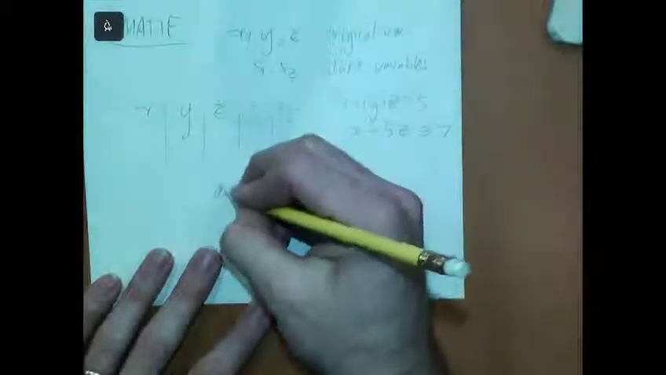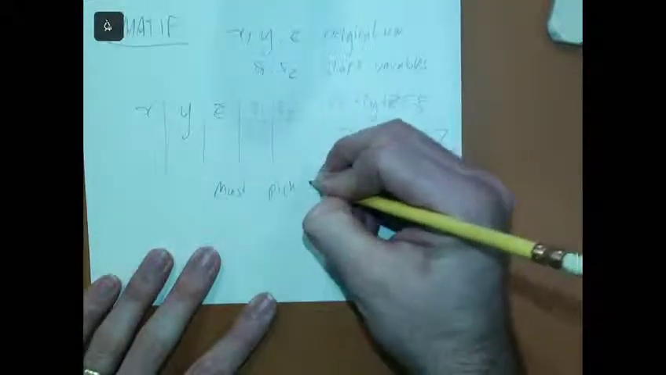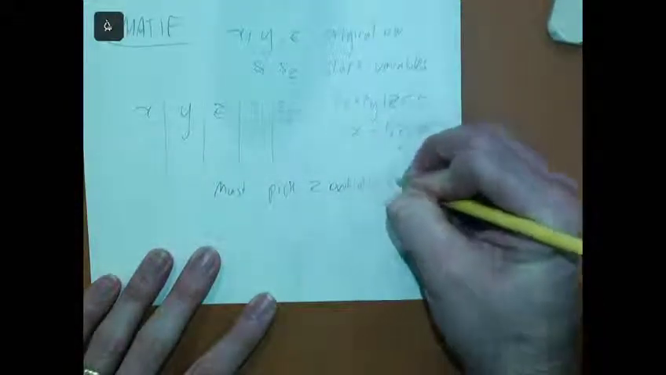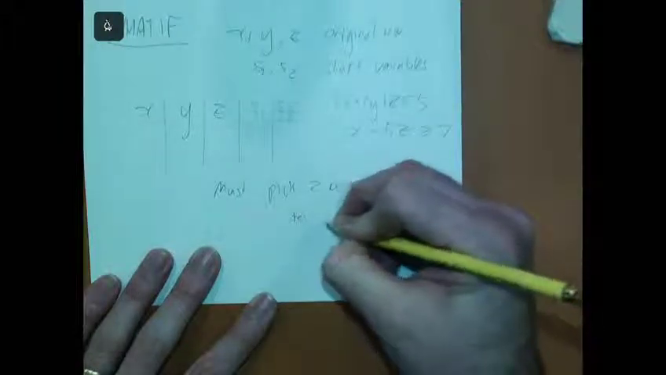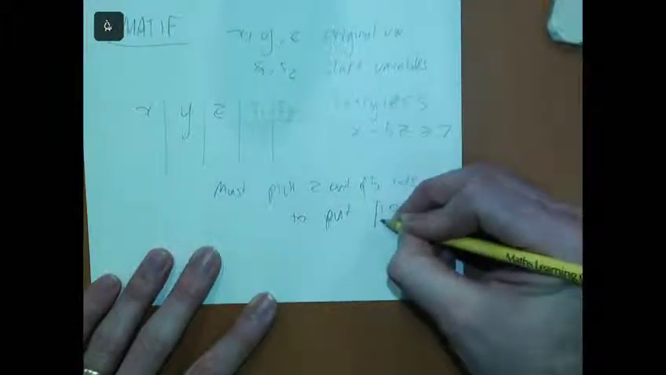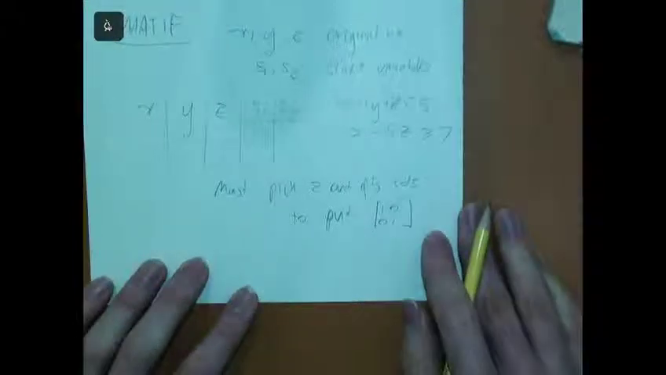And now we've got 5 columns because we had 3 original variables and 2 slack variables. And we have to pick the biggest identity matrix I can possibly fit into those columns, which is a 2 by 2. And so I need to pick 2 out of those 5 columns to be identity matrices. Must pick 2 out of 5 columns to put the 2 by 2 identity.